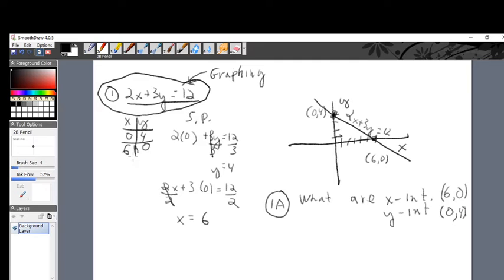So this tic-tac-toe chart can help you to graph, and it also can answer the question about what are the intercepts. It can answer this question, what are the x-intercept and y-intercept of this particular line?